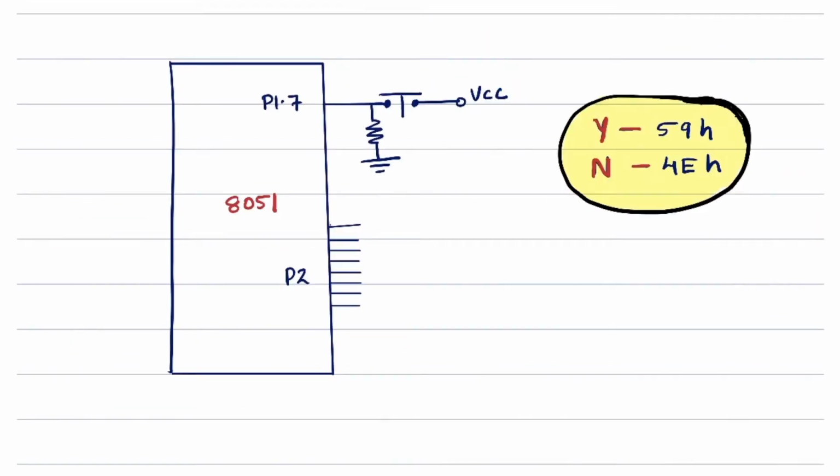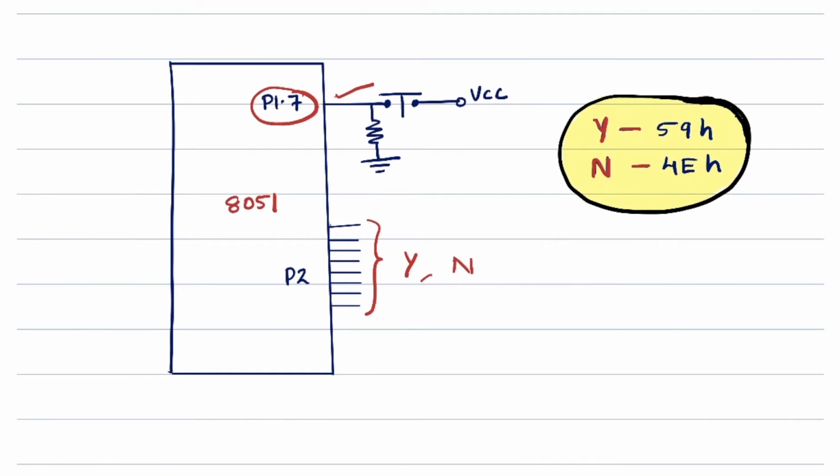The first example today: in the first program, we have a switch connected to P1.7, and based on the status of this switch, we will be sending some data. The data we are sending is the value y, that is for yes, and the value n, that is for no. So this is the program.